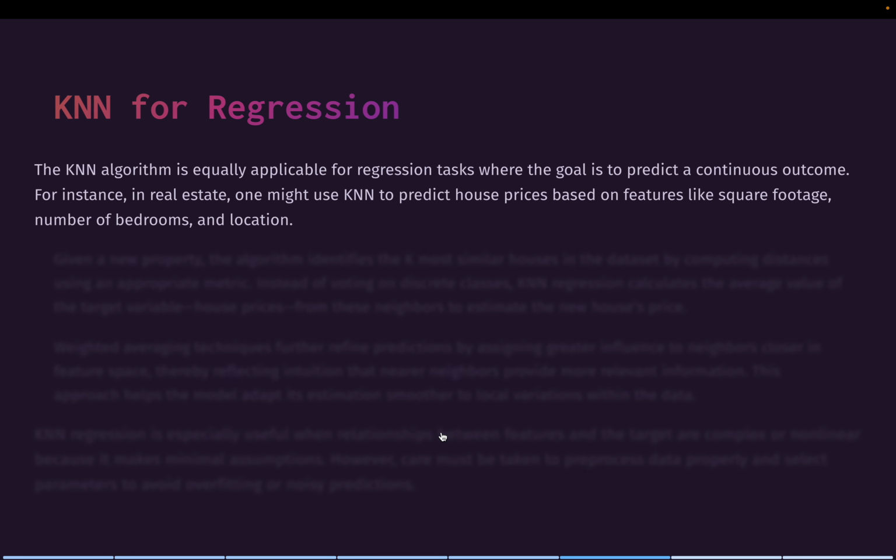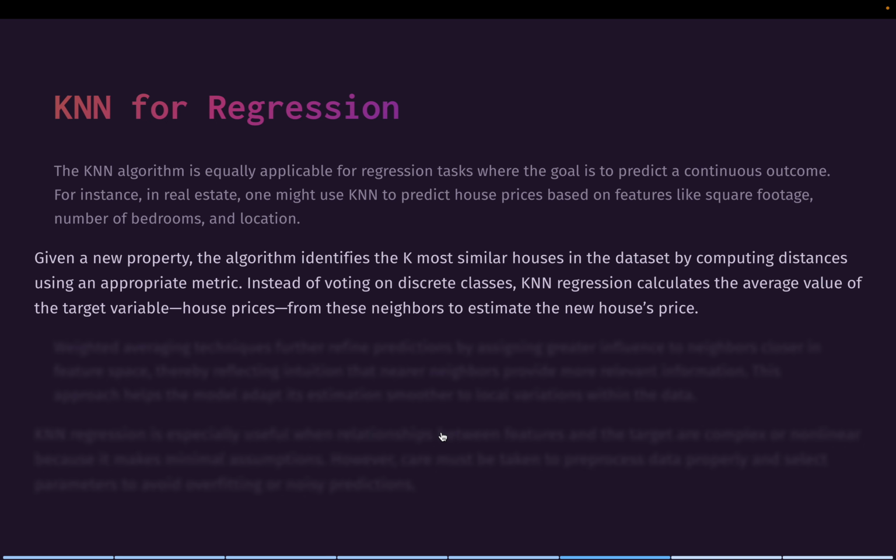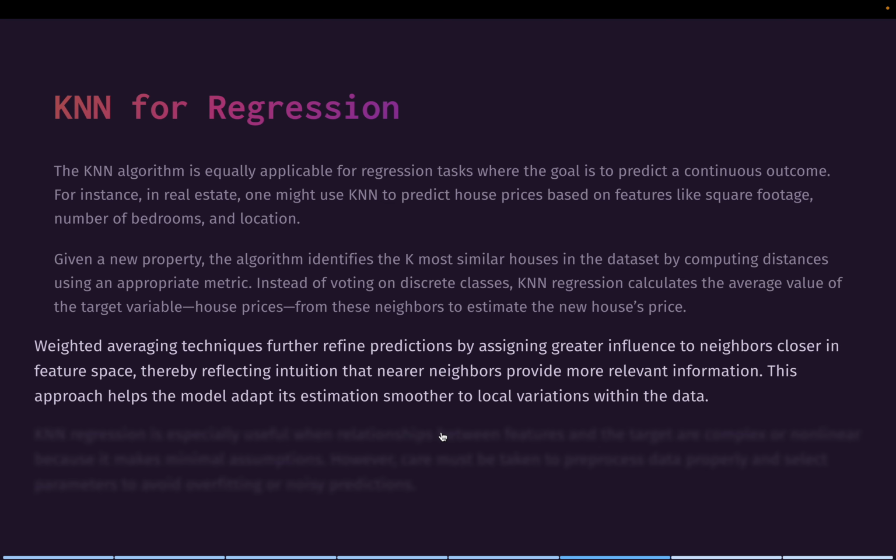KNN for regression. The KNN algorithm is equally applicable to regression tasks, where the goal is to predict a continuous outcome. For instance, in real estate, one might use KNN to predict house price based on features like square footage, number of bedrooms, and location. Given a new property, the algorithm identifies the K most similar houses in the dataset by computing distance using an appropriate metric. Instead of voting on discrete classes, KNN regression calculates the average value of the target variable, house prices, from these neighbors to estimate the new house price.